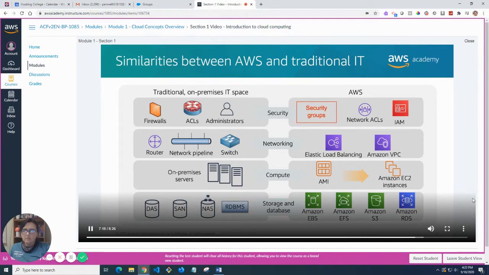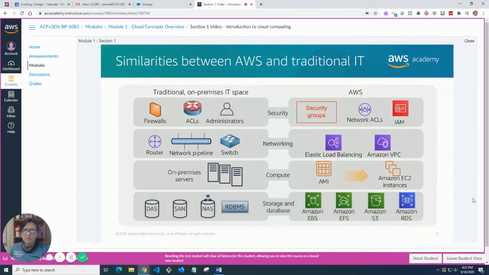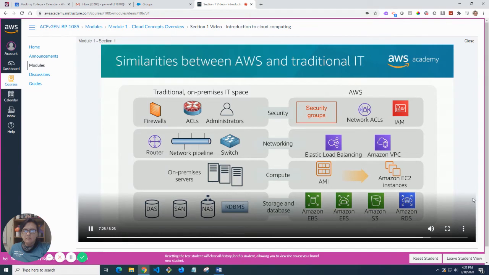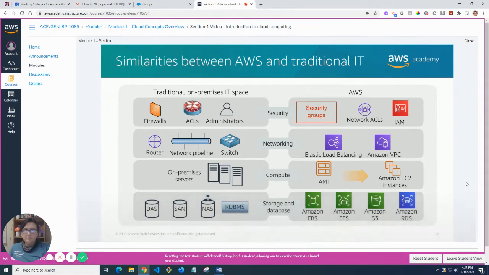AWS Identity and Access Management is similar to user provisioning and access control lists. Elastic Load Balancing and Amazon Virtual Private Cloud represent your cloud networking infrastructure, which compares to routers, network pipelines, and switches. Amazon Machine Images are used to initialize Amazon EC2 instances. They're similar to your on-premises virtual servers.